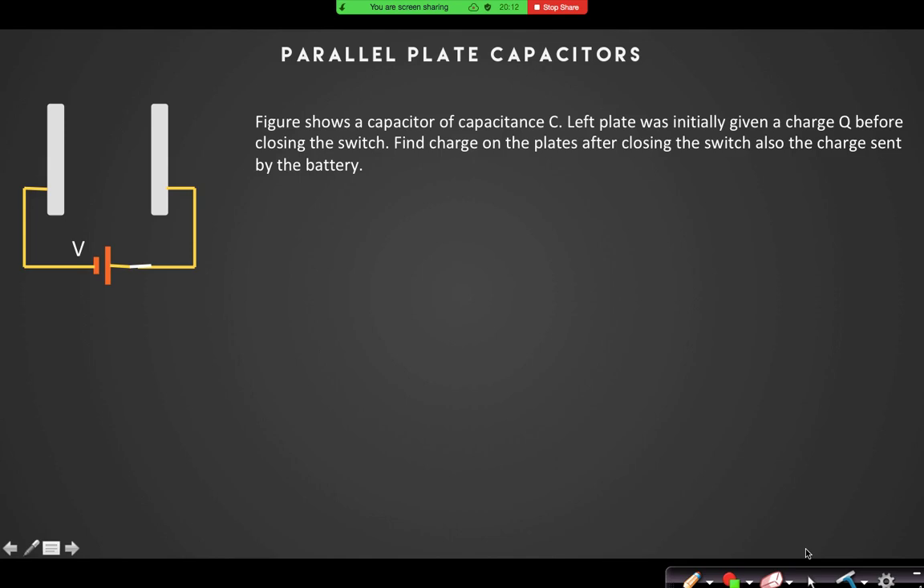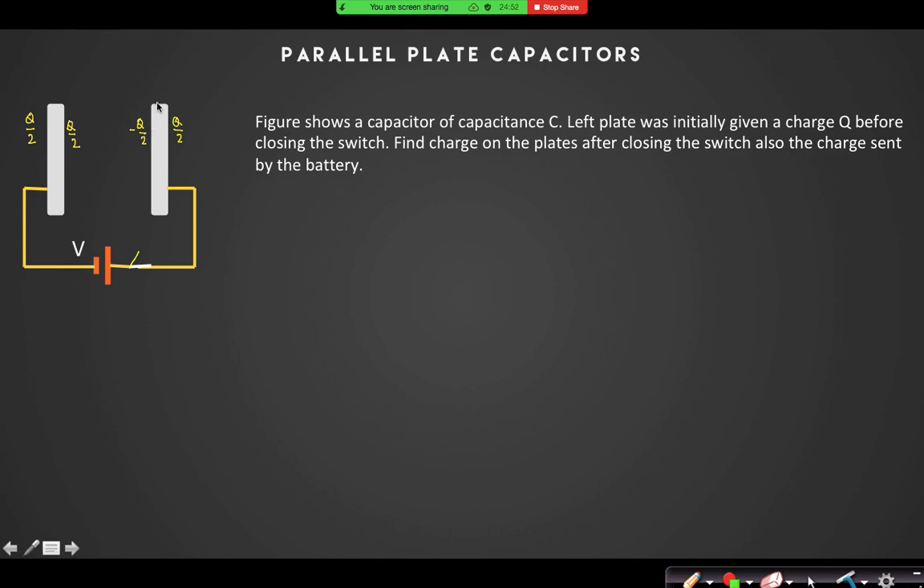Can you just try to solve this question? If the switch was open, what was the charge distribution? The total charge on the system was plus Q by 2. Left plate was given this one. Plus Q by 2, minus Q by 2, plus Q by 2. Was this the charge distribution?